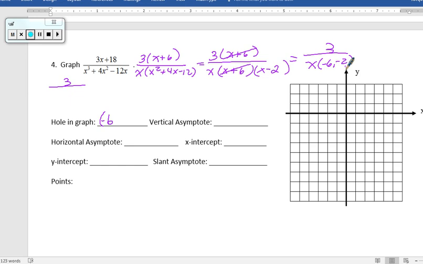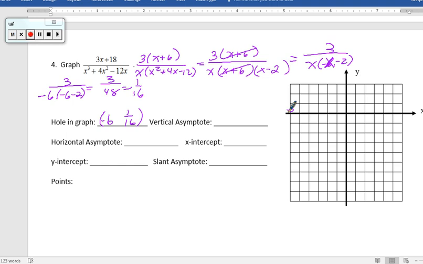Okay, so we're going to get 3 over -6 times -6 minus 2. So that's going to be 48, negative times negative is positive, over 48, and I'm going to get 1/16. So (-6, 1/16) is going to get me a hole. It's going to be right about over there. That's the best I can get that.